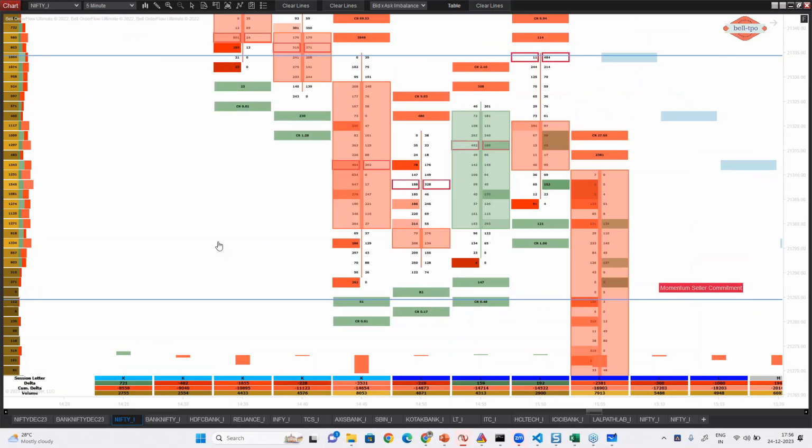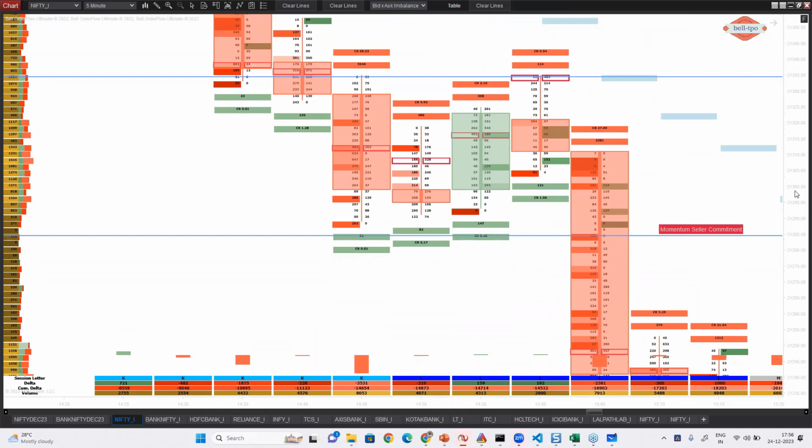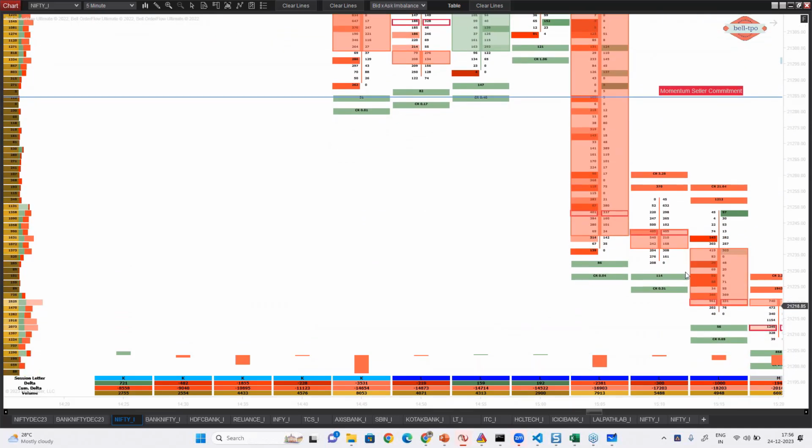So this is how a strong initiative drive typically looks. It is very difficult to fight these kinds of days, particularly when big volumes are coming in. Every time the day low is breaking down with big volumes, or every time fresh highs are made with bigger volumes, those are signatures of initiative drives.